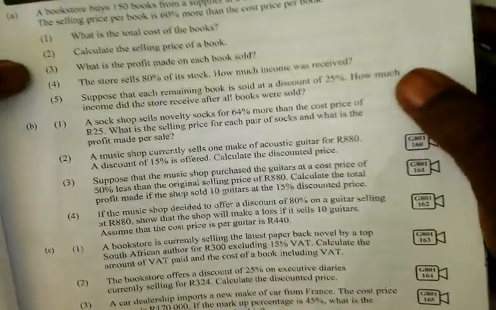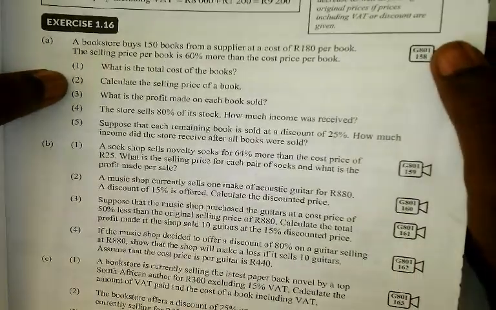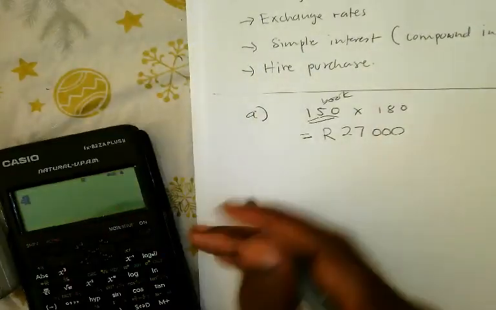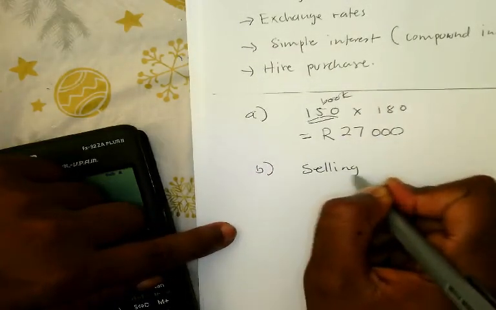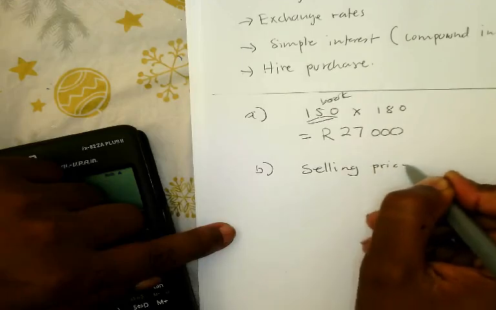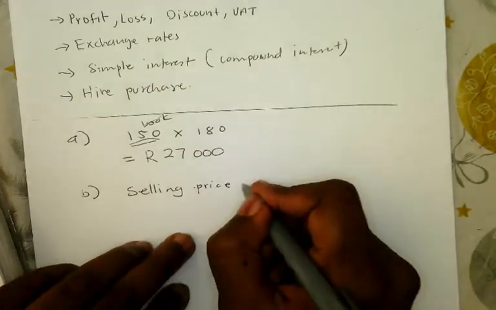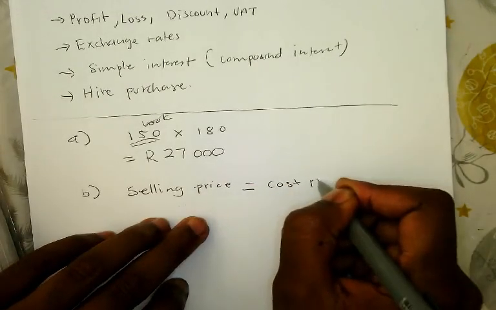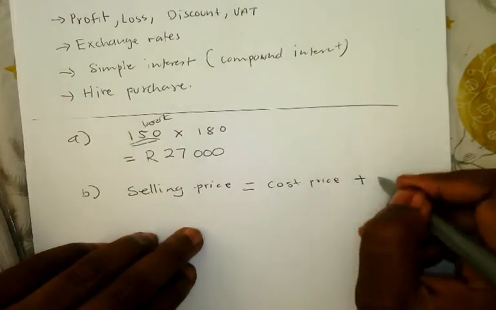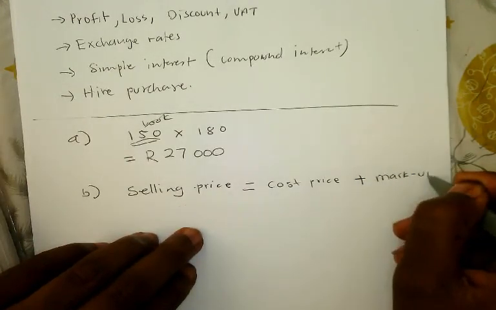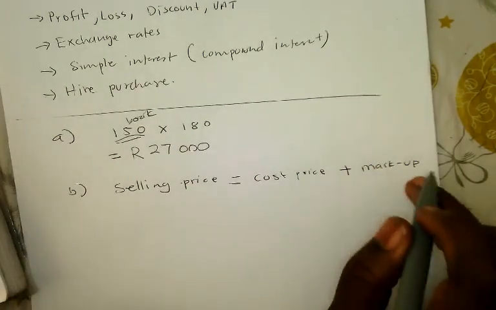The second question says calculate the selling price of the book. Obviously you can't buy something and sell it at the same price. So the selling price is the cost price, how much you bought the book for, plus the markup. They told us about the markup price. So we need to calculate the markup price first.